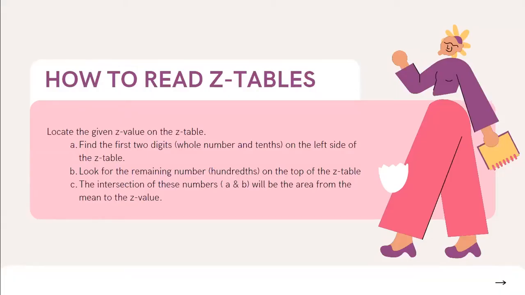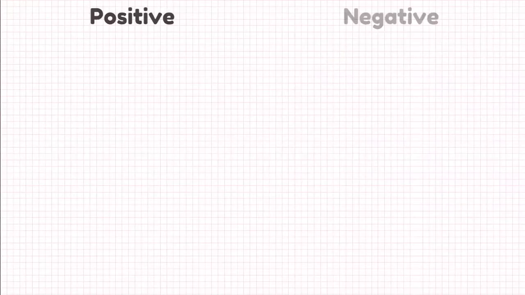So how do we read z-tables? In order to read the z-tables, you need to locate the given z-values on the z-tables. First, find the first two digits, whole number and tenths, on the left side of the z-table. Second, look for the remaining number, hundredths, on the top of the z-table. And third, the intersection of these numbers, A and B, will be the area from the mean to the z-value. Let us check an example.